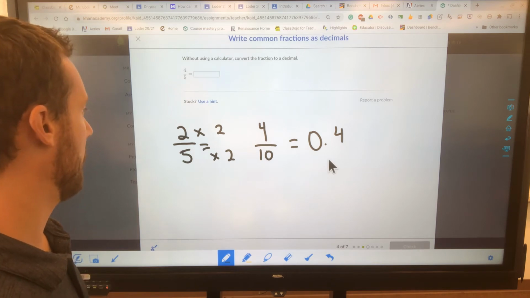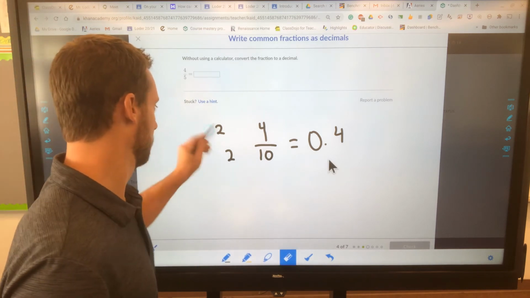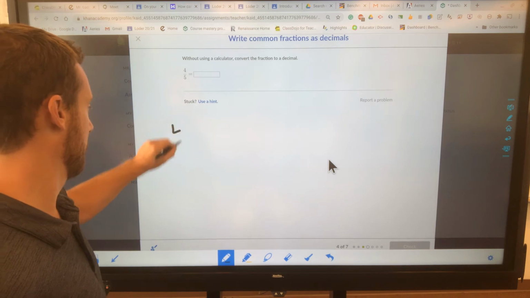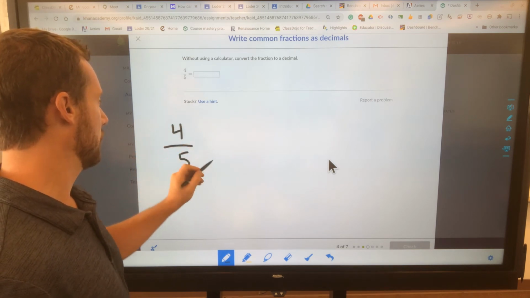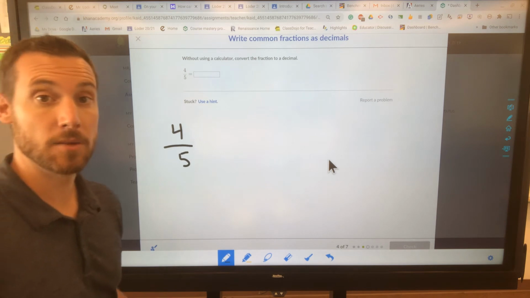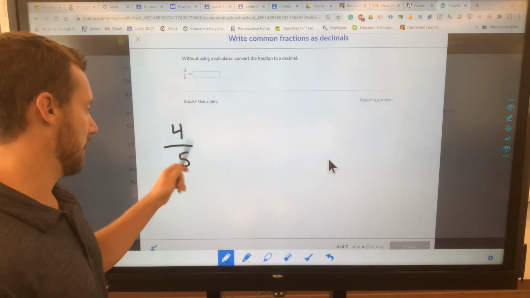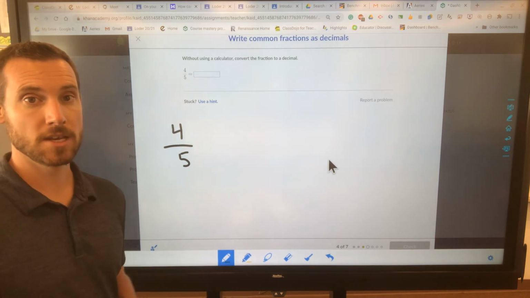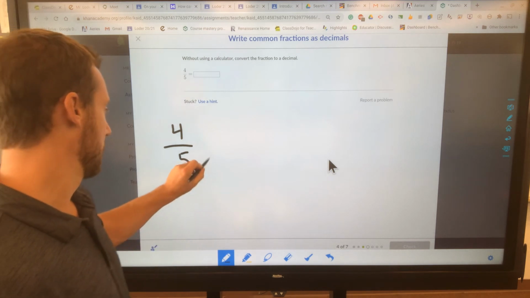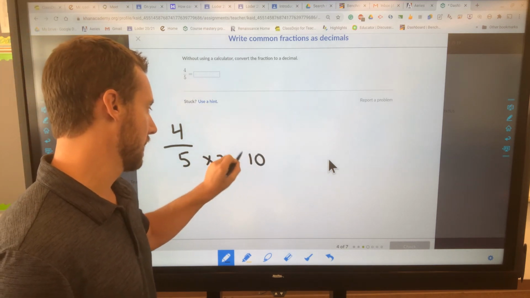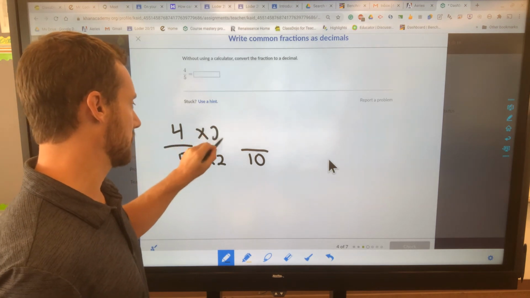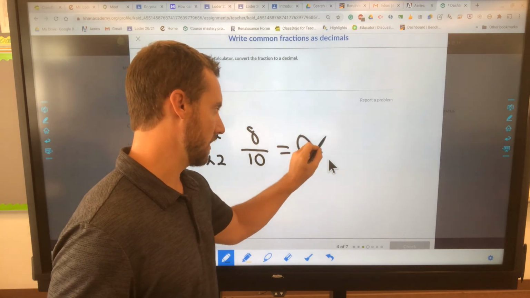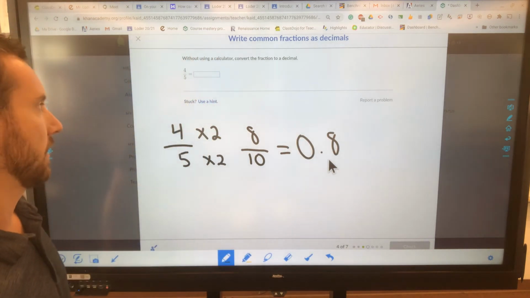All right, so again, they're asking us to convert this 4/5 to a decimal. Again, we need to make that denominator, the lower number, equal to either 10, 100, or 1,000. We know that we can multiply 5 by 2 to get us 10. And whatever we do to the bottom, we have to do to the top. 4 times 2 is 8. 8/10 looks like that in decimal form.